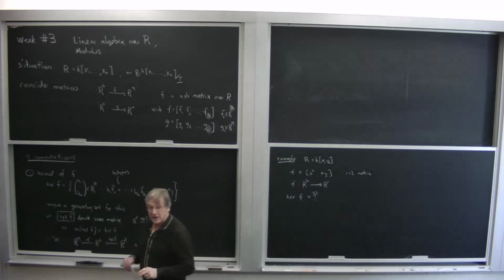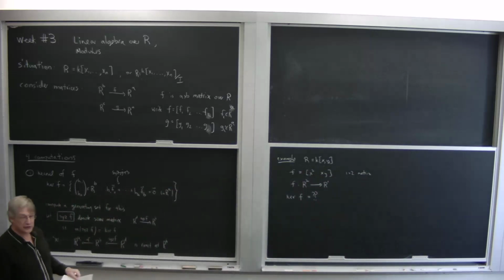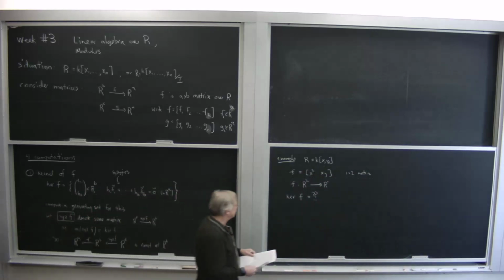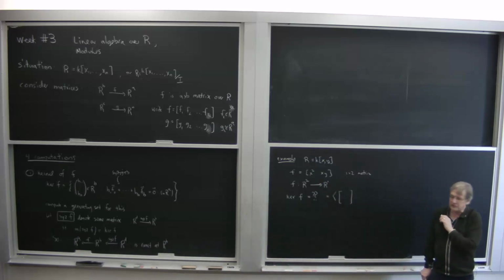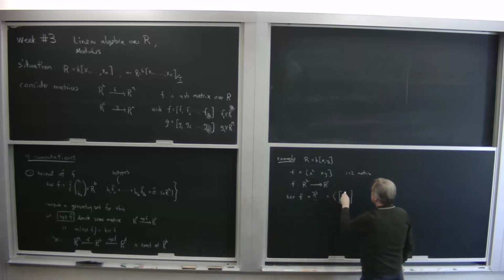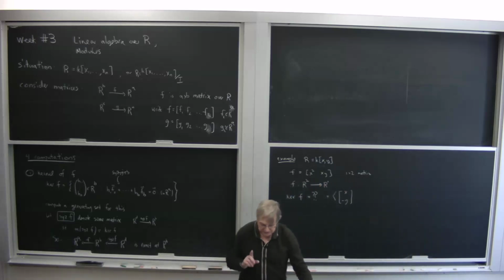Some of these you can do by hand. Most of these things are really tricky in some ways. Yeah, so if I take, so this should equal the submodule generated by some vectors, okay? So what is one of them? XY, did you say? X and minus Y like that? That's close.